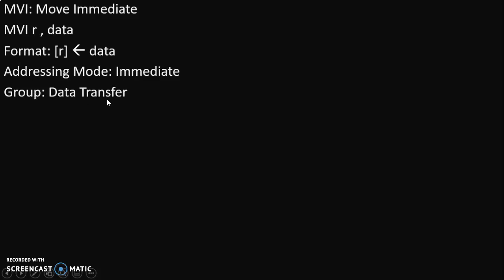Group, data transfer group. This instruction comes from the data transfer group. Why? Because we are transferring data. Bytes. This instruction is of 2 bytes because the MVI R opcode will take 1 byte and the data will take the second byte. Another simple rule says that whenever you see a 2-digit number in the instruction, it becomes a 2-byte instruction. Remember that here data is a 2-digit hexadecimal number.